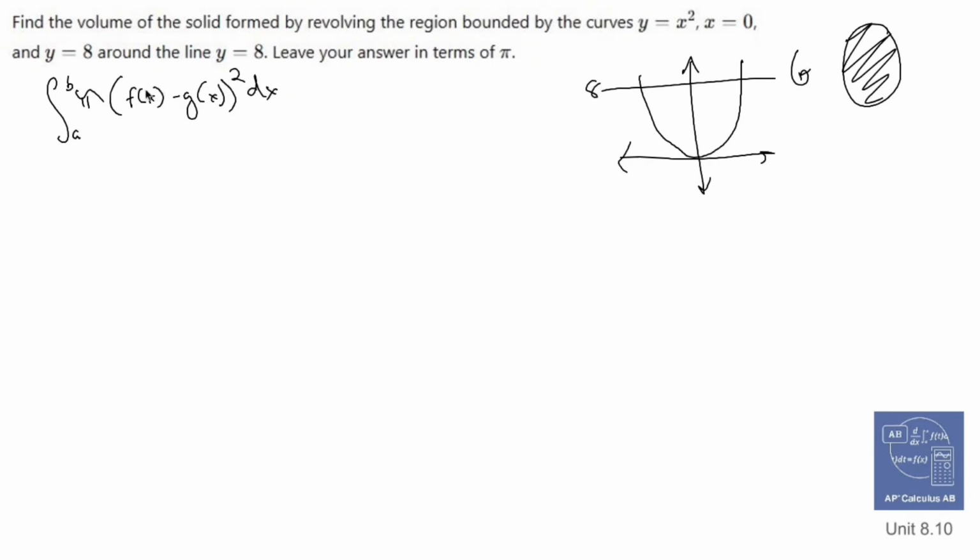Okay, so we need our limits of integration before we can do anything. Our limits are going to be found by taking the original equation, x squared, and setting that equal to 8, so I can find out where x squared and 8 intersect. Oh no way, this is going to be terrible. Square root, plus or minus, x is going to equal positive or negative 2 root 2. I hate it.